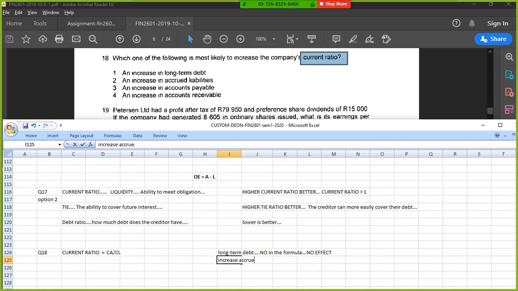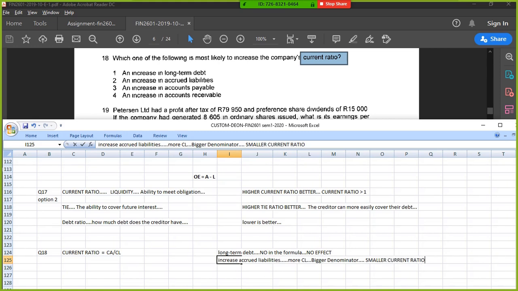I think so. How will it affect the ratio? Because it's going to increase your liabilities. Which one, numerator or denominator? Which one is the top one again? Numerator's the top, the current assets. Denominator's the current liabilities. Okay, then it's going to be the denominator. Correct. So if you increase your accrued liabilities, you're going to have more current liabilities. If you have more current liabilities, you're going to have a bigger denominator. Yes. If you have a bigger denominator, you're going to have a smaller answer.